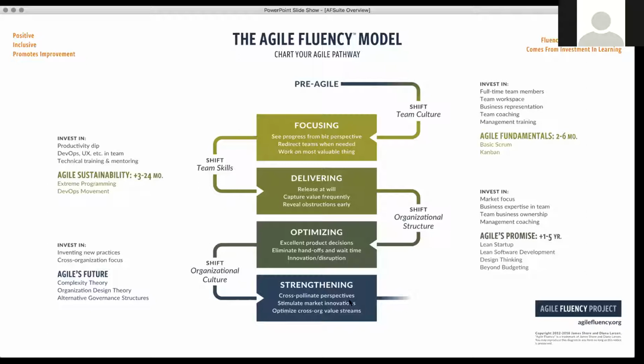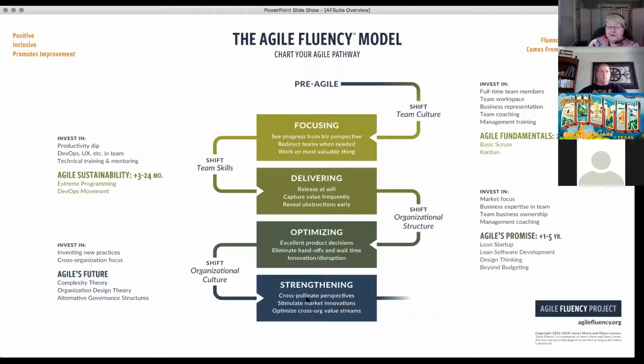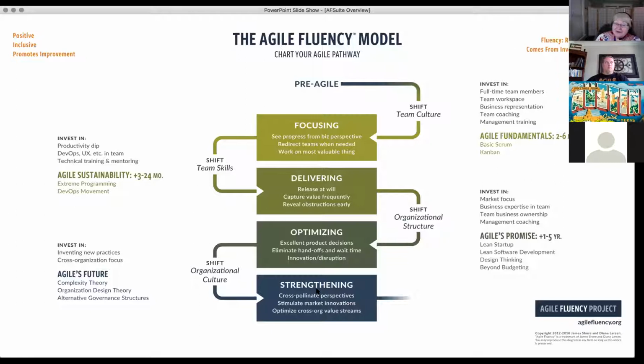We have one additional zone. We see very few organizations, very few teams working in organizations that want to support this zone, but there are a few out there, and we call that the strengthening zone.